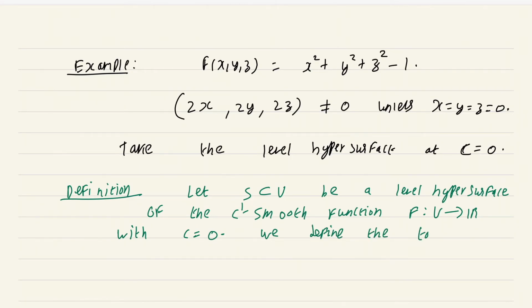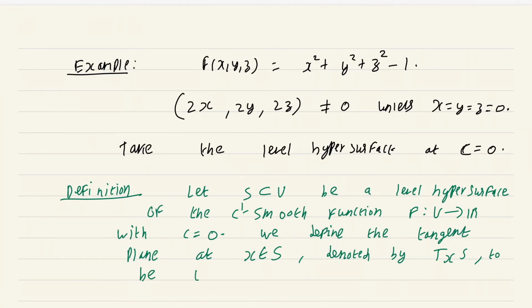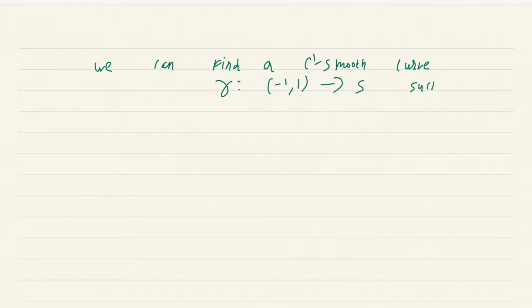the tangent plane at X in S, denoted by Tx at S, to be those vectors V in Rn such that we can find a C1 smooth curve gamma from -1 1 to S such that gamma prime at 0 is equal to V, and of course gamma of 0 is equal to X.